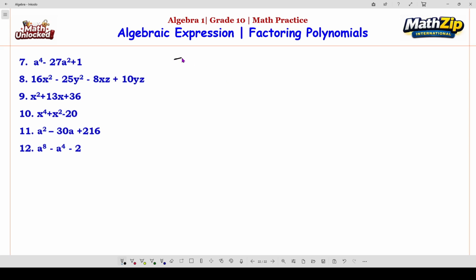Question 7. a to the power 4 minus 27 a square plus 1. We are going to factorize.